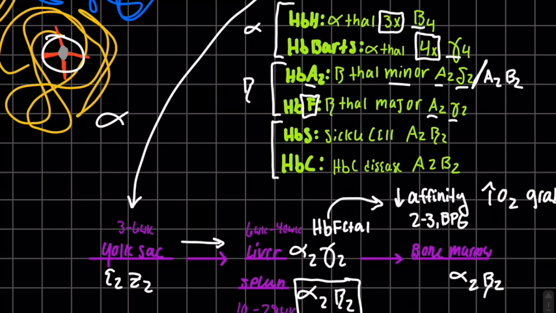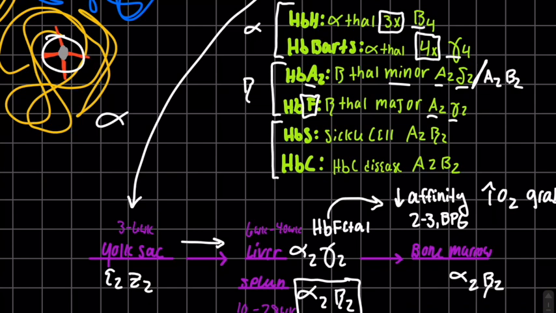Okay, and this is not ideal for a number of reasons, in that this hemoglobin has a really high oxygen affinity, and it's not going to be able to give up its oxygen as easily as other types of hemoglobin, and so this is going to result in some tissue damage and anemia as well. All right, we'll talk about that more when we talk about thalassemias.